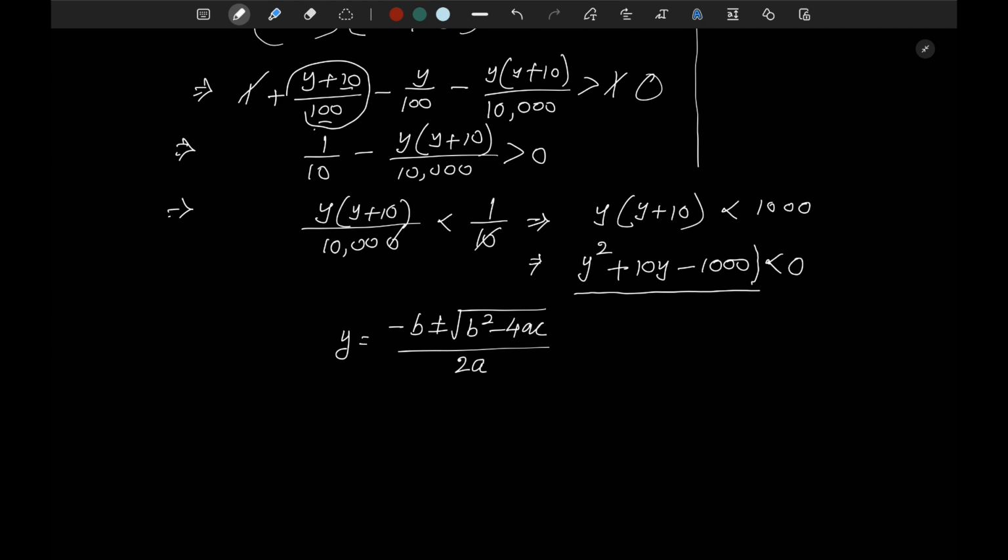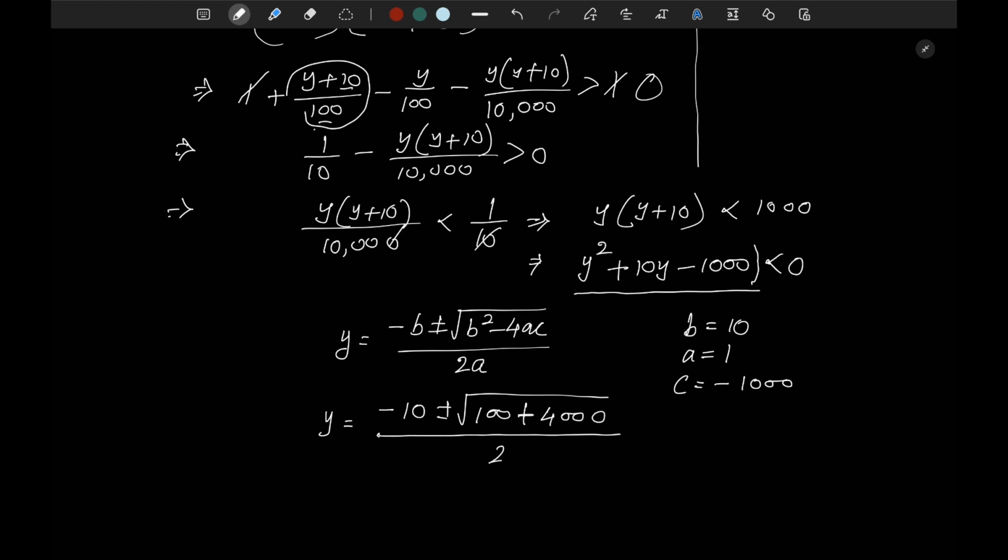formula, how we arrive at this particular formula, and in this particular problem we have b equal to 10 and a equal to 1 and c equal to minus 1000. Okay, so your y will become minus 10 plus minus root, your b square is 100, and you have 4 into 1 which is 4 into minus 1000 will give you minus 4000, multiplied by this minus will give you plus. You have 4000 here, and this is 2 because a is 1.